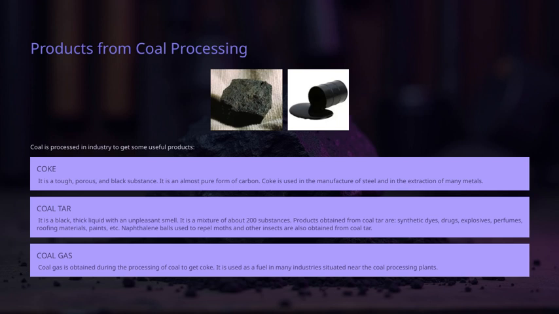Lastly, during the process of obtaining coke, coal gas is also produced. This gas is used as a fuel in many industries located near coal processing plants, providing an energy source for various industrial applications. So these products, coke, coal tar, and coal gas, are key outputs of coal processing, each with its own significant industrial uses, helping connect our understanding of coal's role in manufacturing and energy.